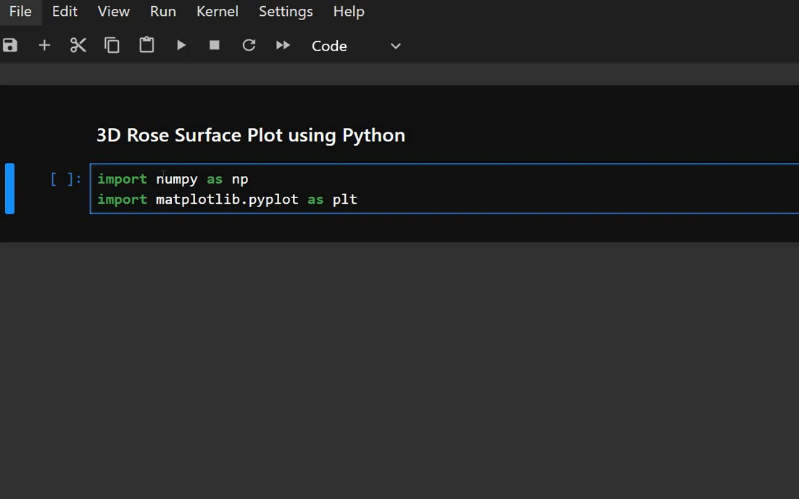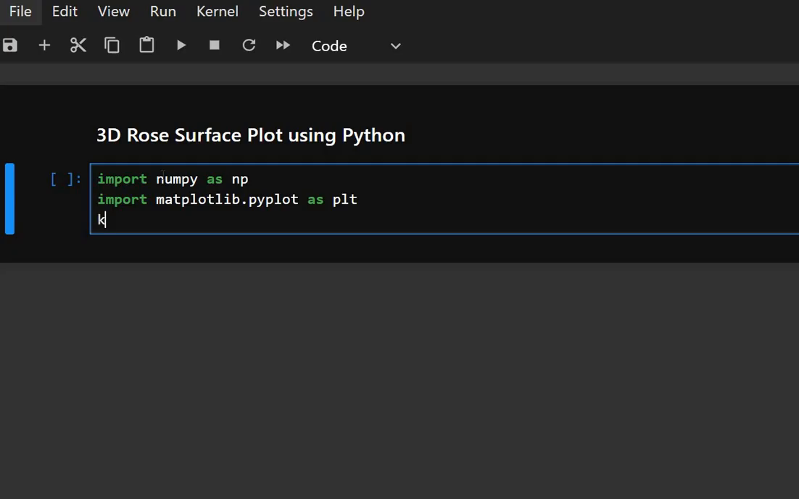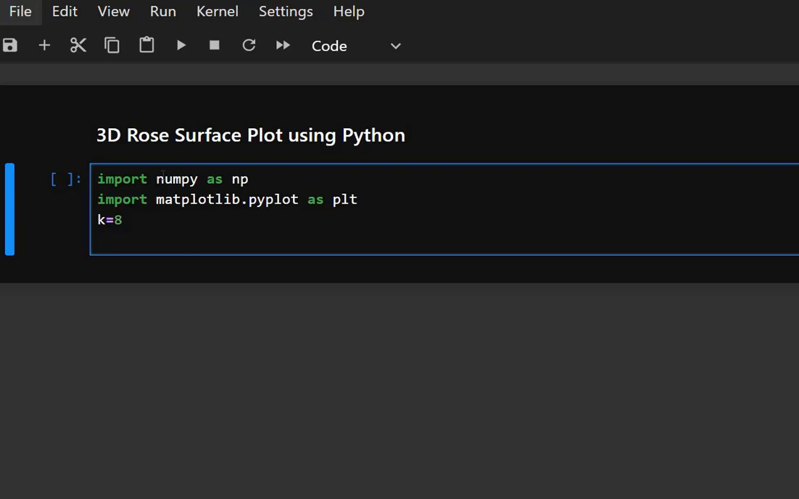And now we'll set its parameter. So this is the number of petals that can be any float or integer. Here we can increase it, and we can make the petals fewer also. The variable k controls the number of petals in the rose pattern. A higher or fractional k gives a more complex shape.